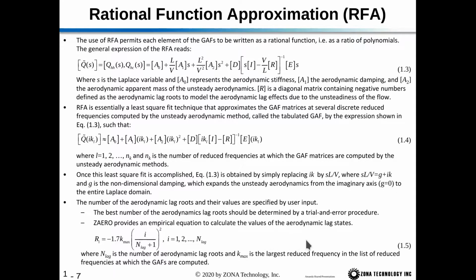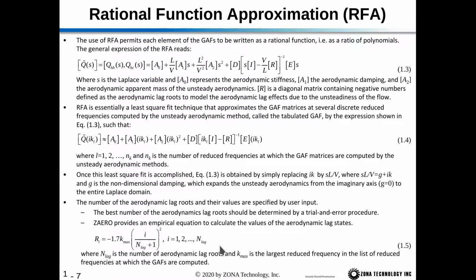And this normally will give sufficient lag roots to where you can get a good RFA, which approximates the results and matches the frequency domain results pretty well. So you only need to try different numbers of lag roots. Additionally, what I've found, if you have an unusual list of reduced frequencies, for example, you're doing a gust analysis, which we haven't talked about yet, and your Kmax is a very high reduced frequency, for example 5 or 10, this empirical equation may not work as well.